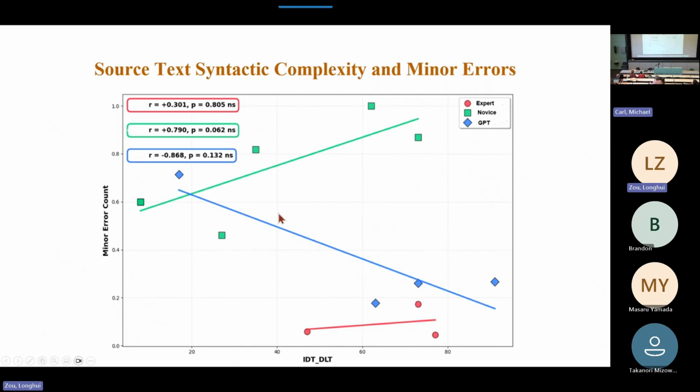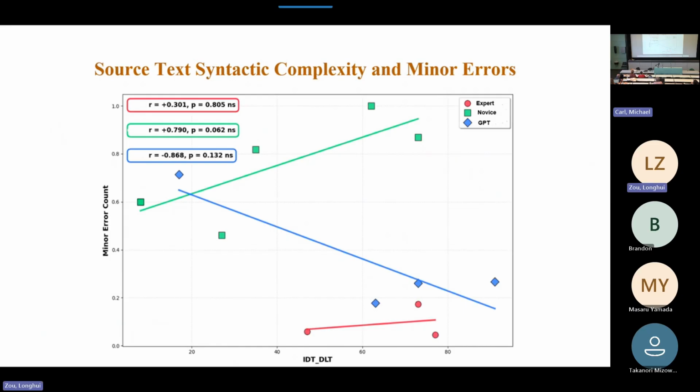Another interesting finding is that as general source text syntactic complexity increases, both the expert, which is the red one, and the novice, which is the green one, translations show a rise in minor errors. For the novice, this trend approaches statistical significance. In contrast, GPT, which is the blue one, shows the opposite pattern. Its minor error count decreases as source text complexity increases. This divergence may serve as another potential indicator distinguishing human translators from GPT.